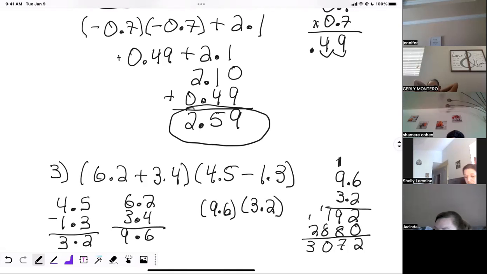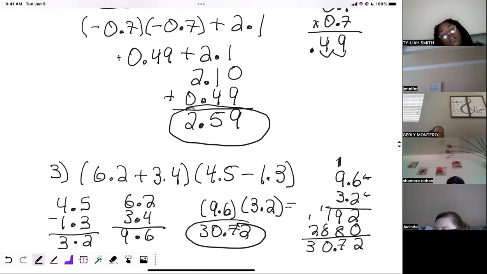How many decimal places do I move my answer to? There's 1 decimal place here, and there's 1 decimal place here. That's 2 decimal places, so I'm going to move it over 2. So my answer would be 30.72. So basically, this is just bringing everything you've done together. Adding, subtracting, multiplying, dividing.